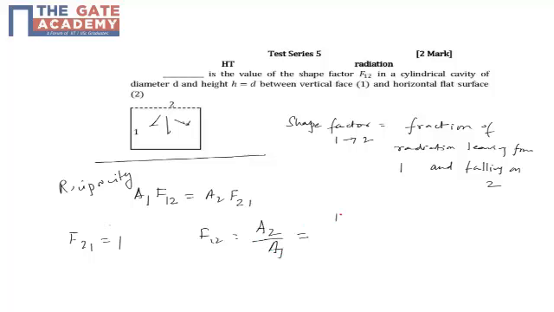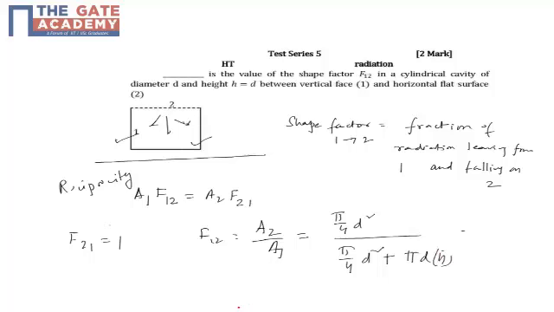A2 is pi by 4 d square, because the front view is given. So 2 is basically a circle, so pi by 4 d square. Whereas A1, it's a cylindrical bottle with the open top. So A1, the bottom will be pi by 4 d square, whereas the lateral surface, the cylindrical walls, will be pi d into h.